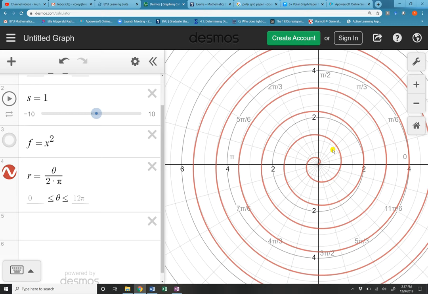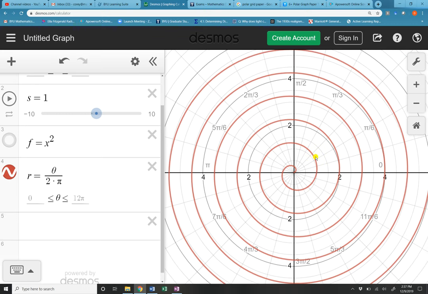So there is our Archimedean spiral. Here you can more easily see that the distance out is the constant between these. Right now, every time you go around, you go out 1. So I'm at 1, I'm at 2, I'm at radius 3, I'm at radius 4. So, okay.